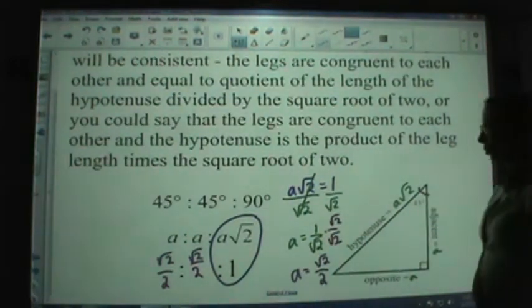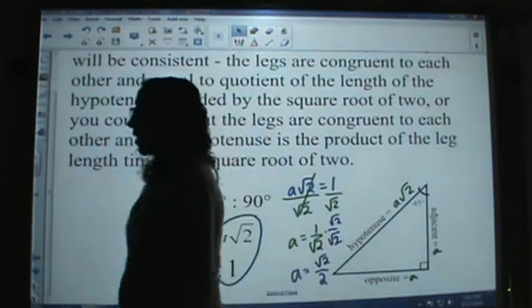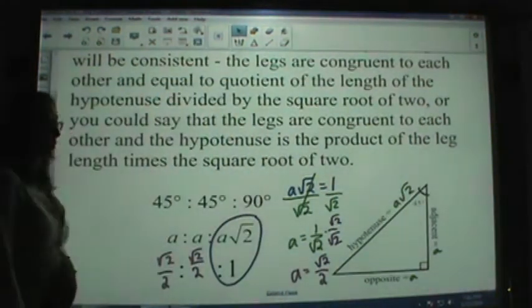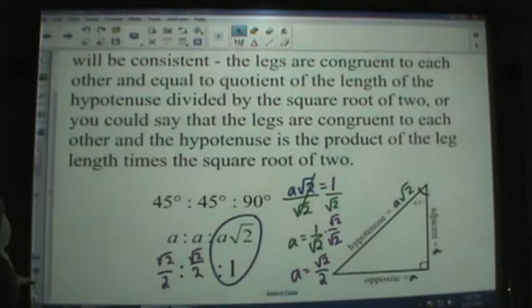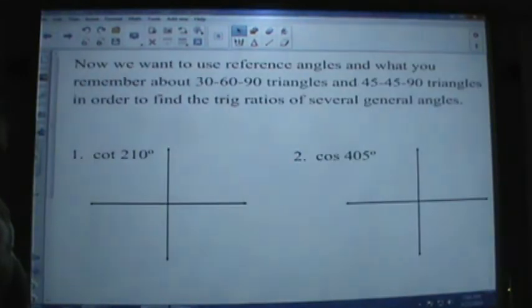Or again, you can label it using numbers if you want to force your hypotenuse to be 1, which actually happens a lot. If that didn't make sense, go back through it. For 5th period, it should make some sense. For 3rd, it might be a little further out.